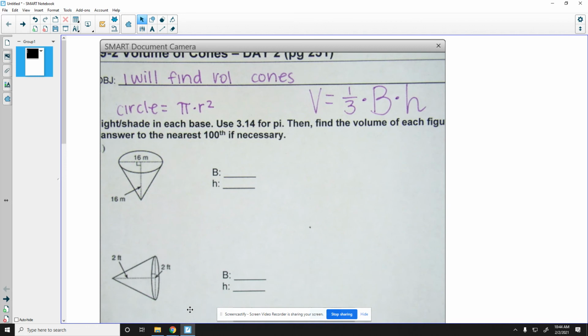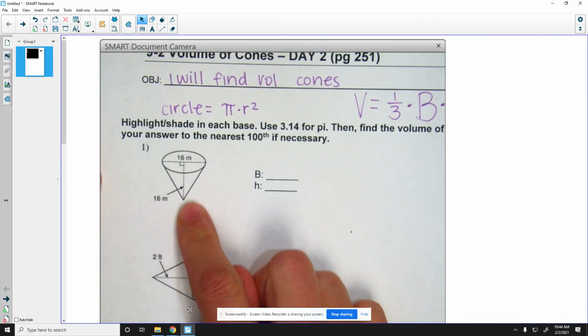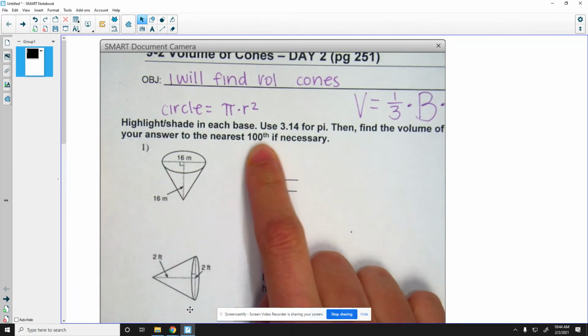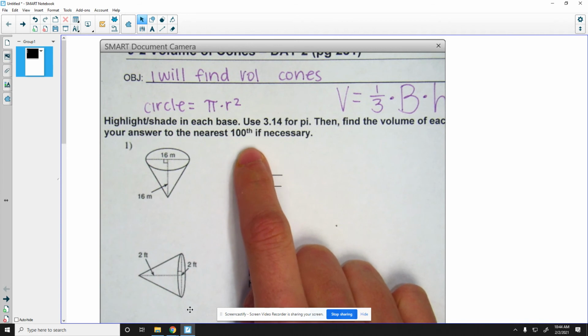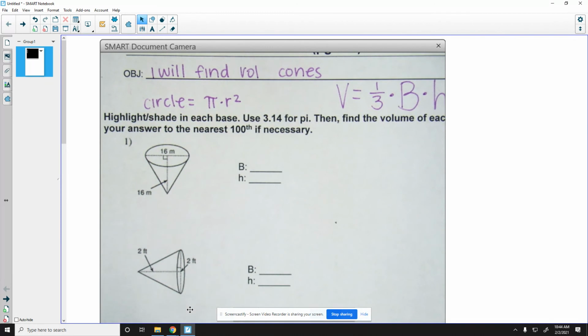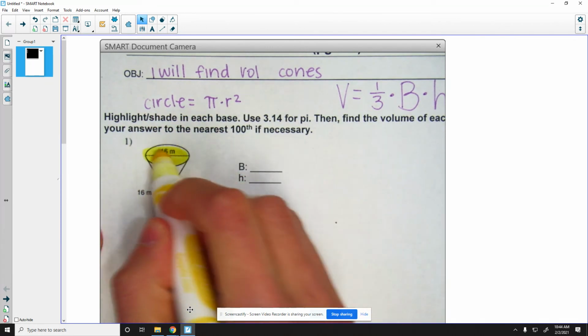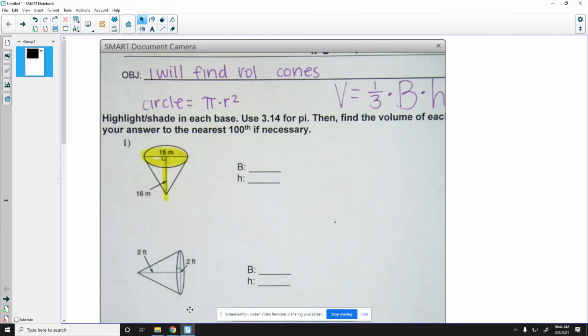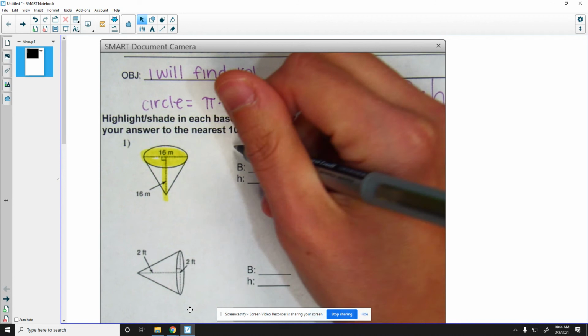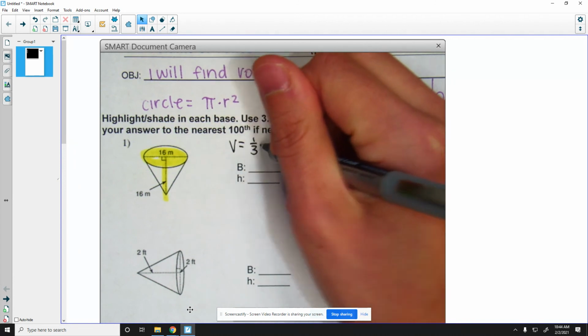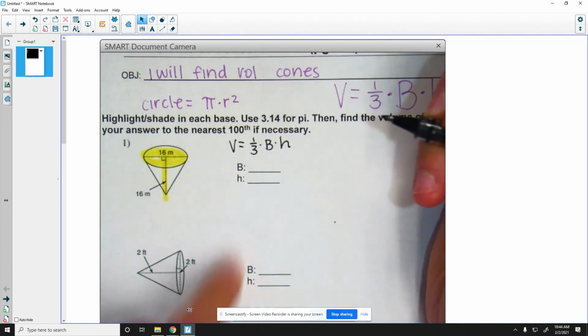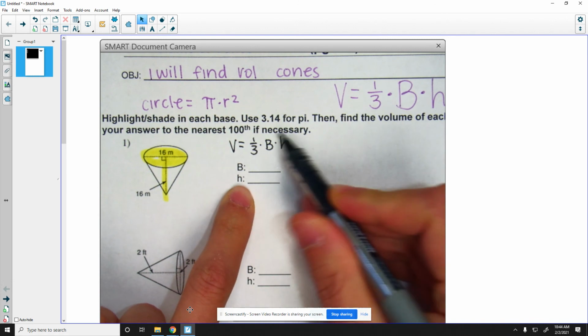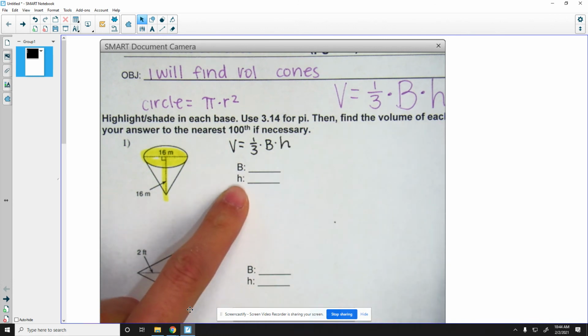All right, here we go. Highlight and shade each base. Let's round to the 100th, so 2 decimals if necessary, just like how your IXL is going to ask you to do. So remember, my base is always the circle. My height is always the line that goes through my entire shape. So volume equals 1/3 times capital B times H. So find B, find H, and then multiply it together, and then you're good.